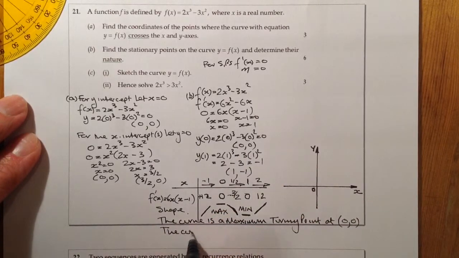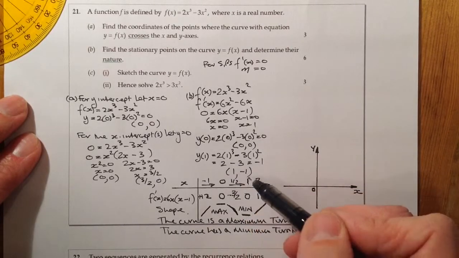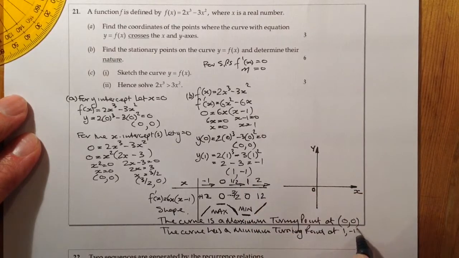And the curve really has, I guess it should be, a minimum turning point at, and remember the x coordinate was 1, and that gave me minus 1, so that'd be 1 and minus 1. Okay, so that would be part B complete to there.